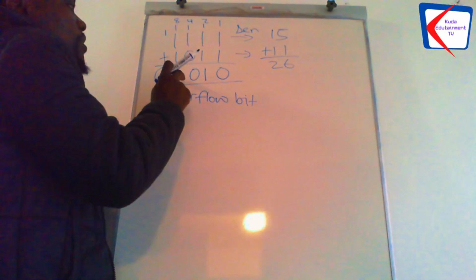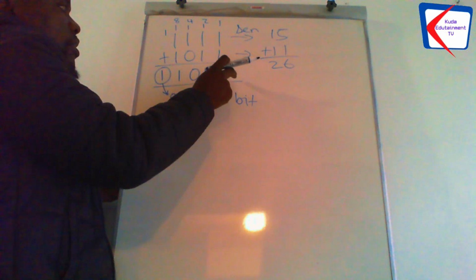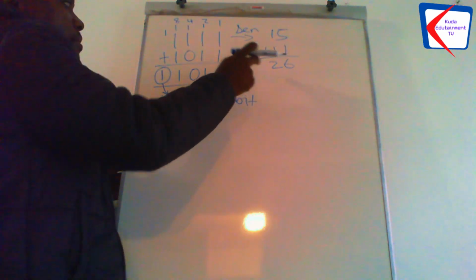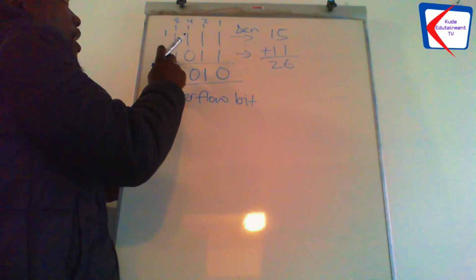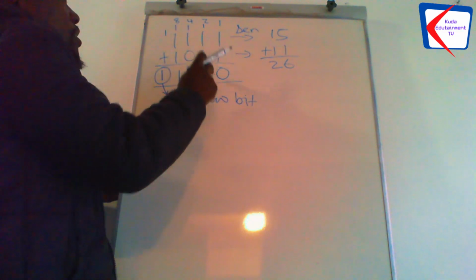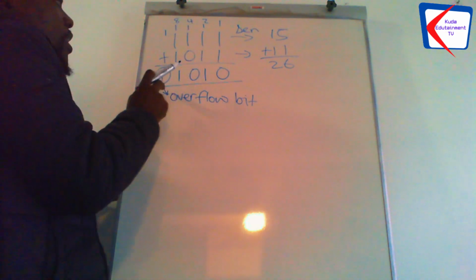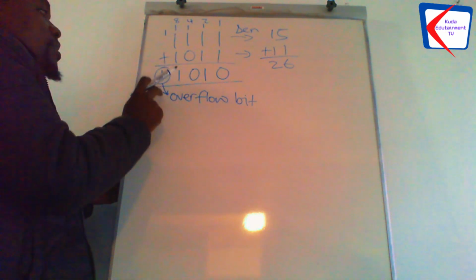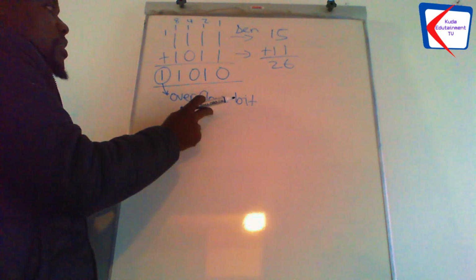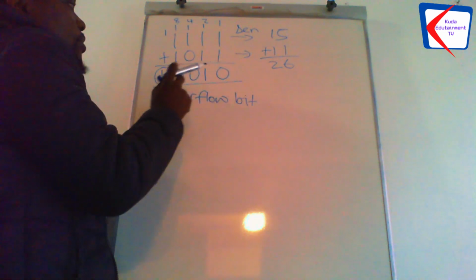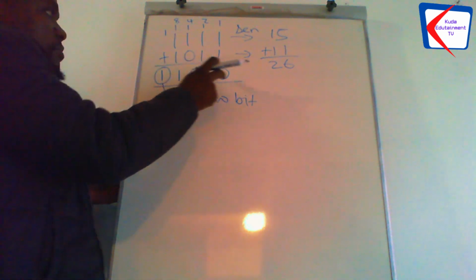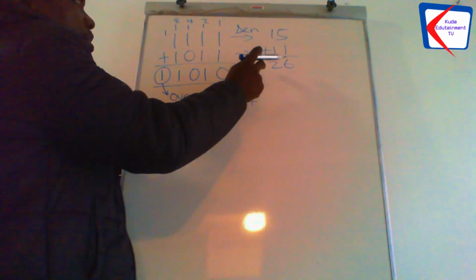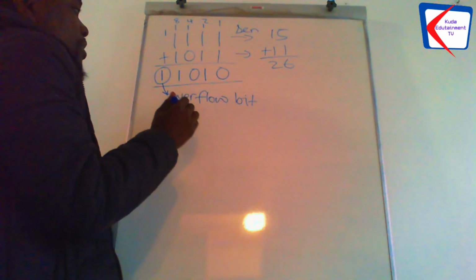And if we convert 1010 to denary, it won't give us 26, because this will be 8 plus 2, which is 10, right? But if we leave this overflow bit clearly circled and labeled, then our answer would be correct, because if we convert this 5-bit binary number to denary, it will give us 26. Let us do that together.